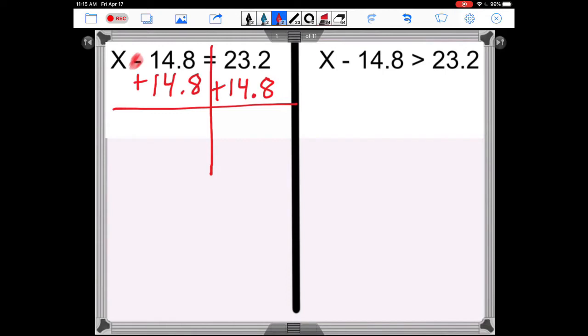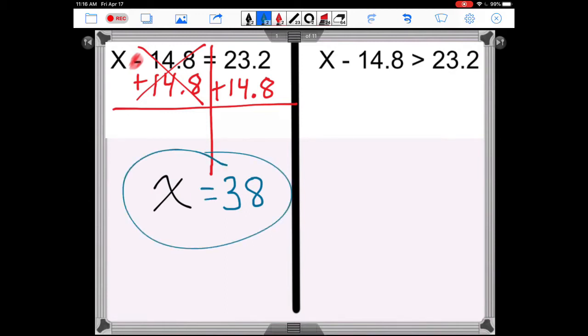A negative 14.8 and a positive 14.8, they make 0. So now we're just left with x. And on the other side, 23.2 plus 14.8 is going to make 38.0, or just 38. And so our answer would be x equals 38. Now, the reason I want to show you this, because even though most of you can probably figure out how to solve one-step equations, it is from 6th grade.